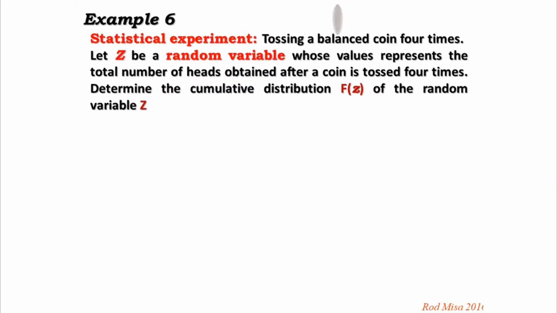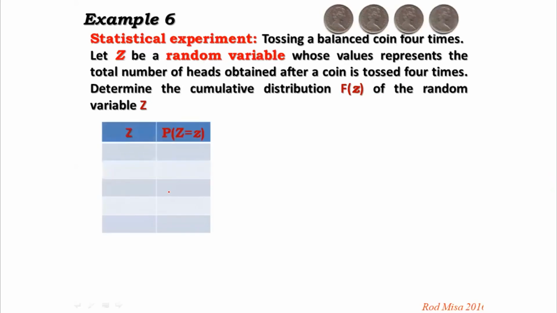Now, recalling our previous example of tossing a balanced coin 4 times, where z is a random variable whose values represent the total number of heads obtained after the coin is tossed 4 times, determine the cumulative distribution big F of z for this random variable z. Now, we have obtained the tabular representation of the probability distribution for this statistical experiment already.